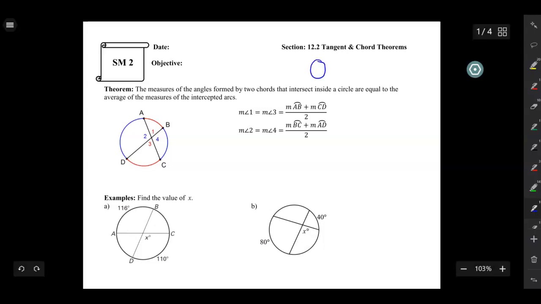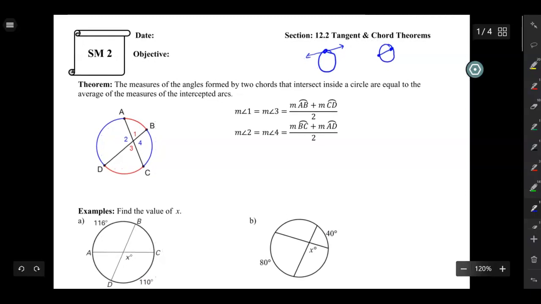A tangent is any line that touches a circle at exactly one place, and that point is called a point of tangency. And a chord is just any segment inside of a circle. The endpoints are on the circle. There's not anything super special about them. They can be anywhere in the circle. So first let's talk about some chord theorems, then we'll get into tangents.